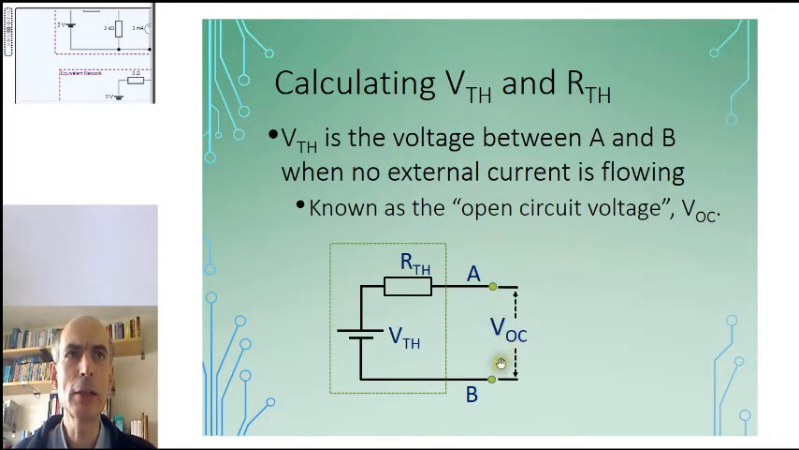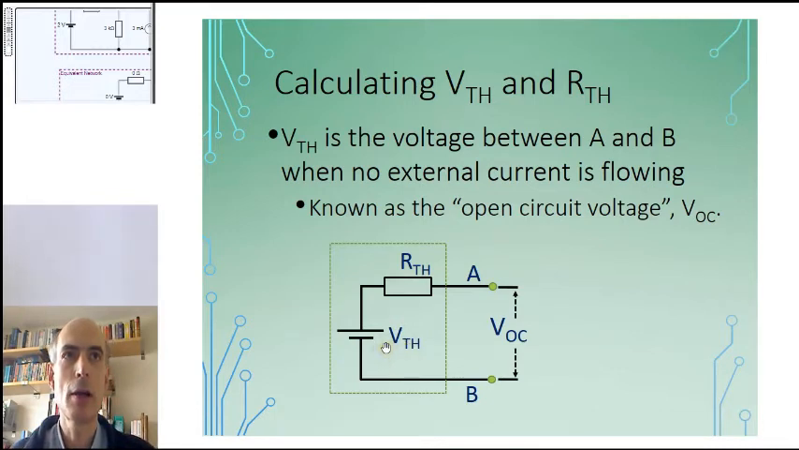Now, with nothing connected between the two terminals, there will be no current flowing around this circuit, which means there'll be no voltage drop across the resistance RTH. And if there's no voltage drop across the resistance RTH, then the voltage here would be just equal to the voltage at A, which means the voltage that we're measuring between B and A would be the voltage across the voltage source VTH. That's the voltage in our Thevenin equivalent network.